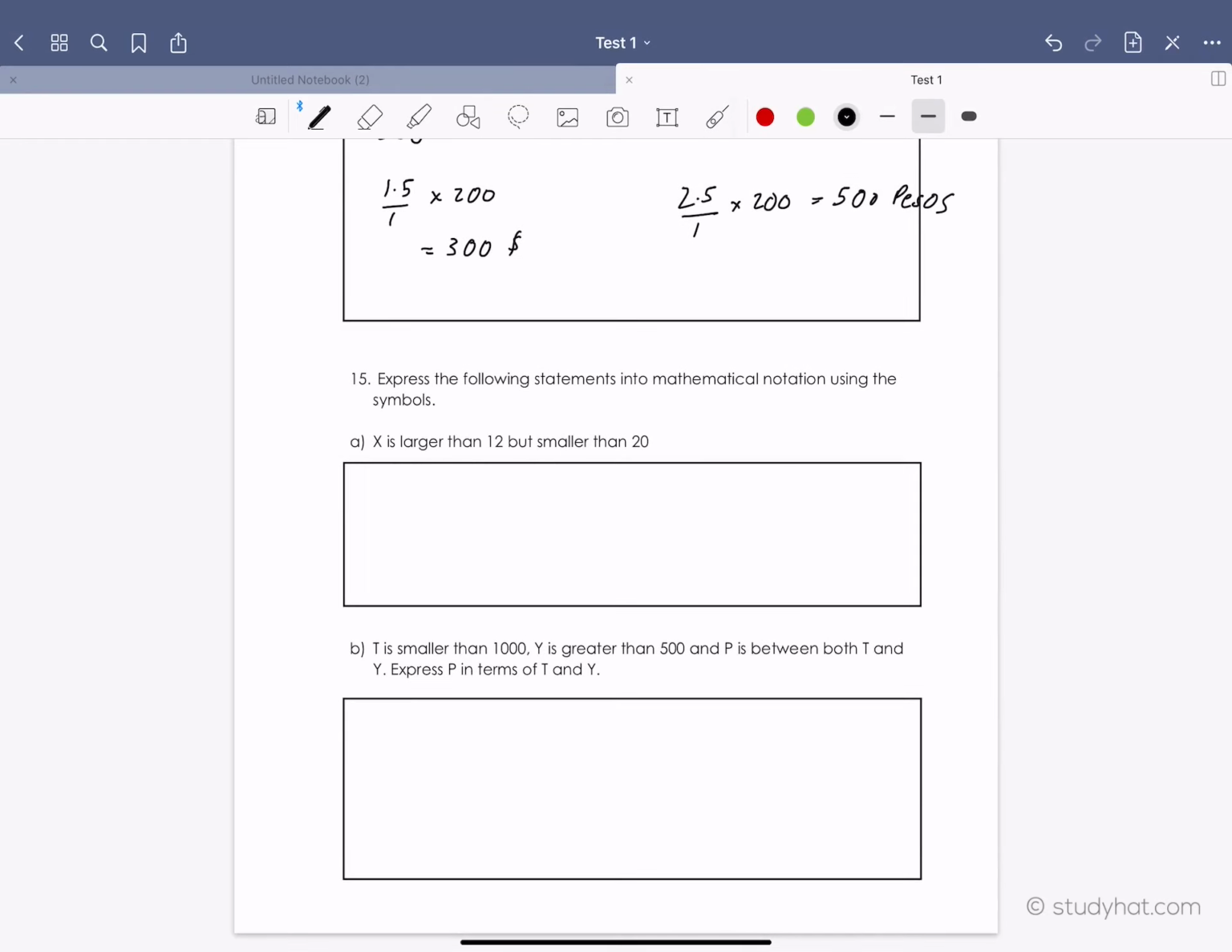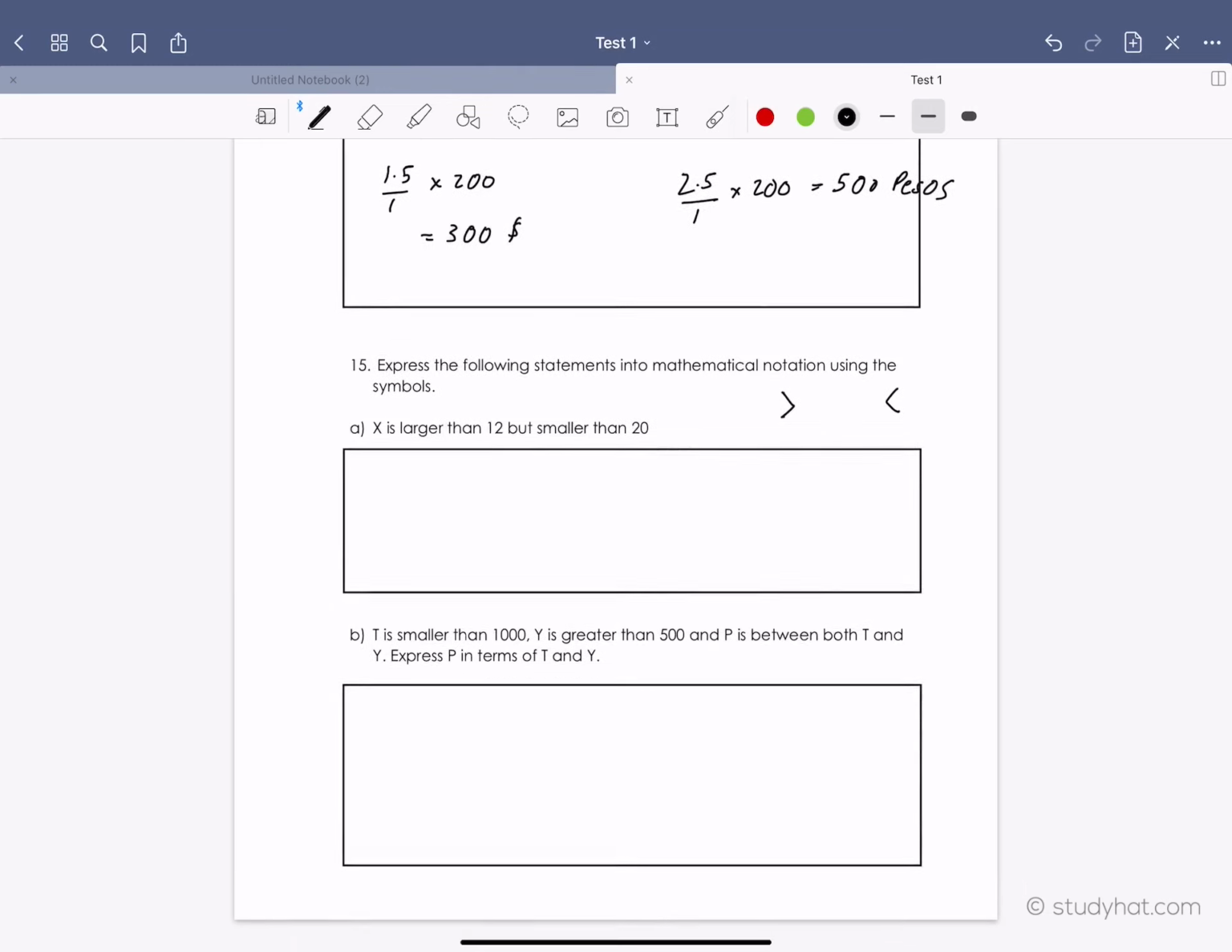Okay, 15. Express the following statements using the symbols. Now remember that this is bigger than, and this is, or larger than, smaller than.